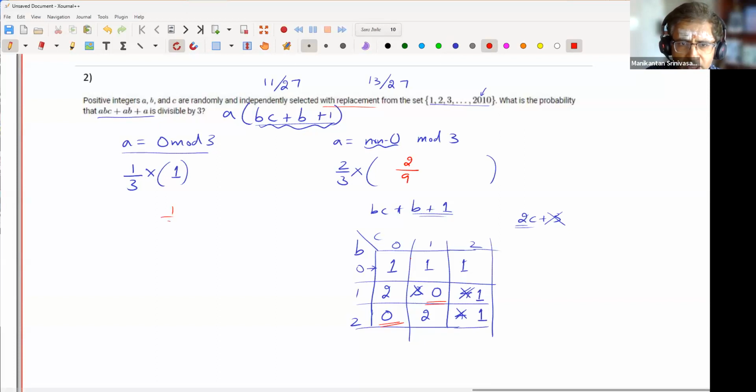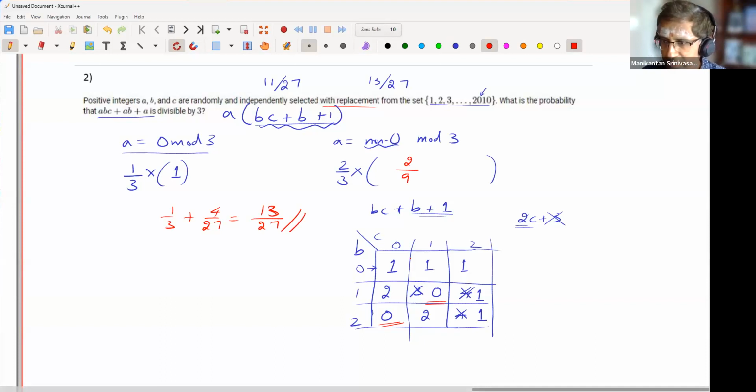So what is this? So 1/3 plus 4 by 27. So this is, yeah, 13 by 27 indeed. So Anika, maybe you can check your silly mistake. Maybe you did a small one, unless you've already spotted it. It's 4 by 27 into 2 by 3, because A is not divisible by 3 with probability 2 by 3. So that also has to be taken into account. Correct. Yeah. So those are the 2 branches, right?